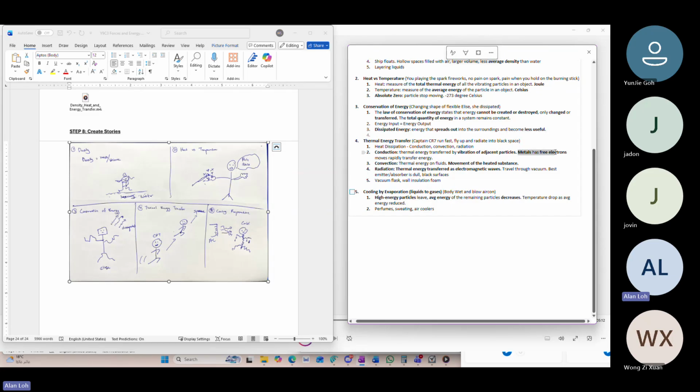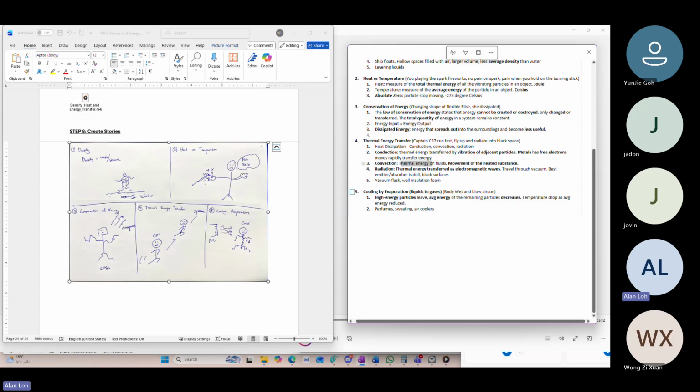And for metal, it has free electrons that can move and transfer the energy more rapidly. So that is representing Cristiano Ronaldo running fast. And then fly up. Flying up means convection. Convection is when the hotter fluid, whether it's gas or liquid, rises to a higher level compared to the one that is less hot, having lower temperature. So that's the movement of the heated substance.